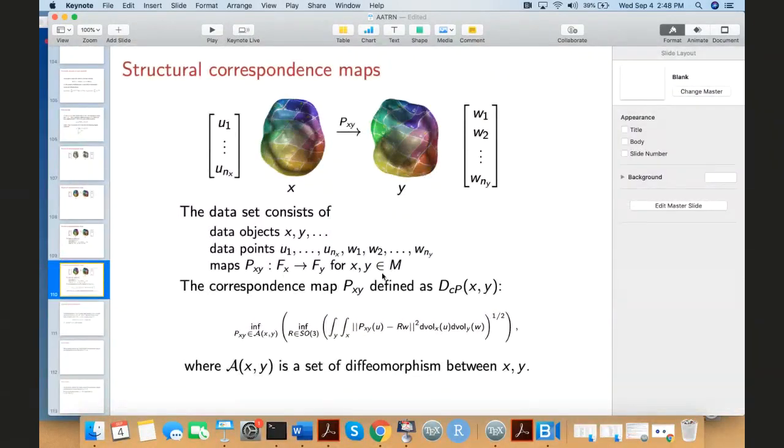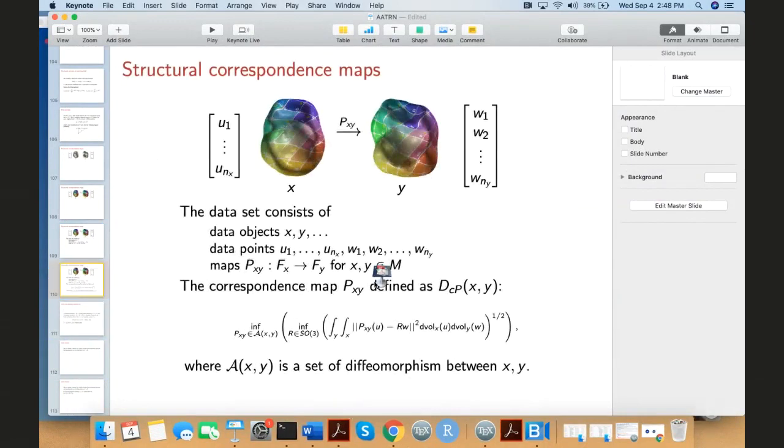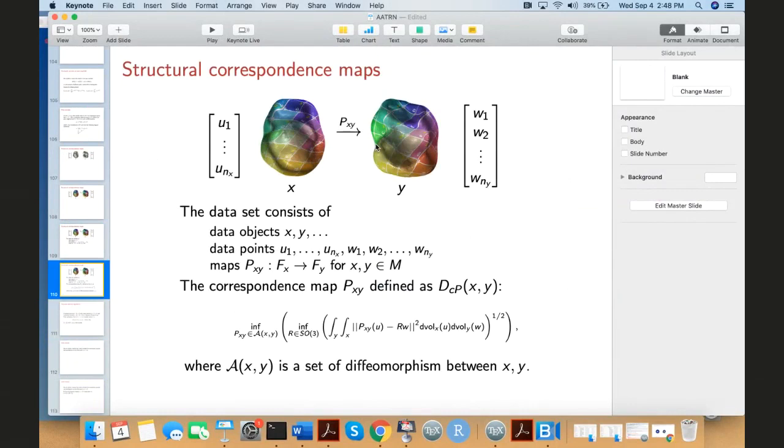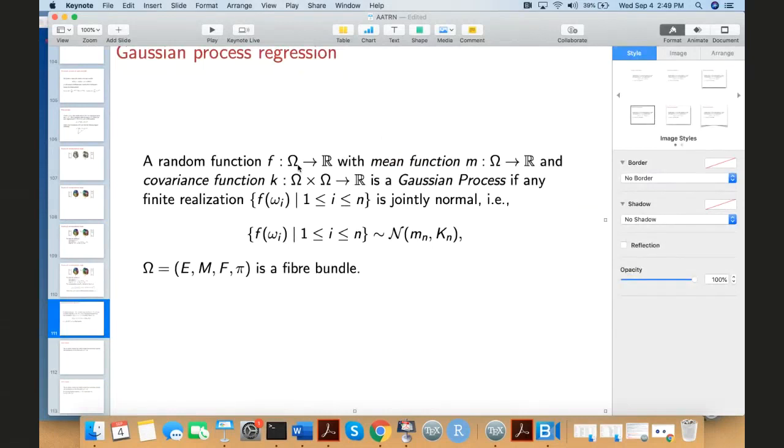Okay. So one idea people have are something called structural correspondence maps. So this is one tooth and another tooth. You can try to define a map between them by basically minimizing some type of variational problem between these two. It could be optimal transport, which is actually what's being done here. So you try to minimize this using some type of diffeomorphism. Okay. So this is just what's called a correspondence map. Now, typically people have thought of these maps as deterministic, and we're going to make them probabilistic, but we'll talk about that in a second. So I told you about a Gaussian process before, but now I'm going to define a Gaussian process, and I'm going to index it on a fiber bundle.